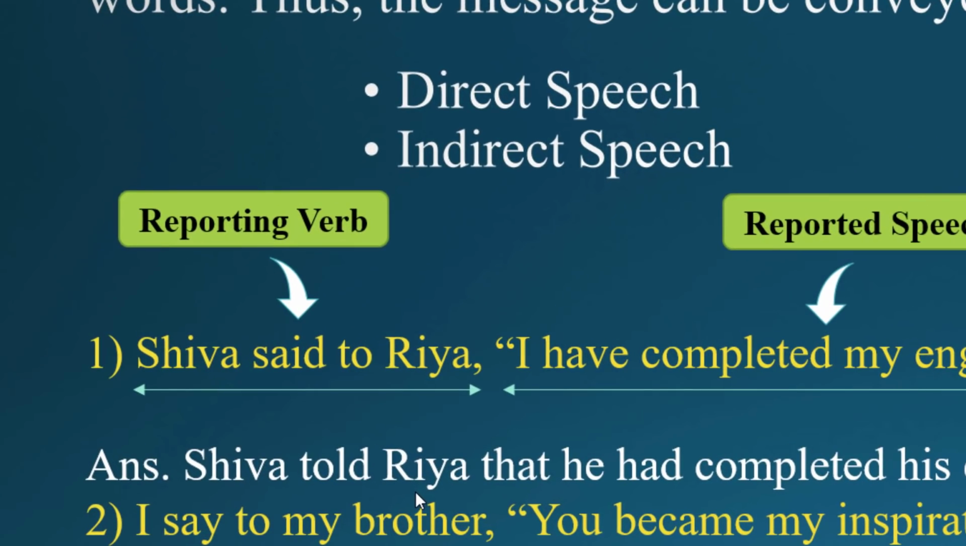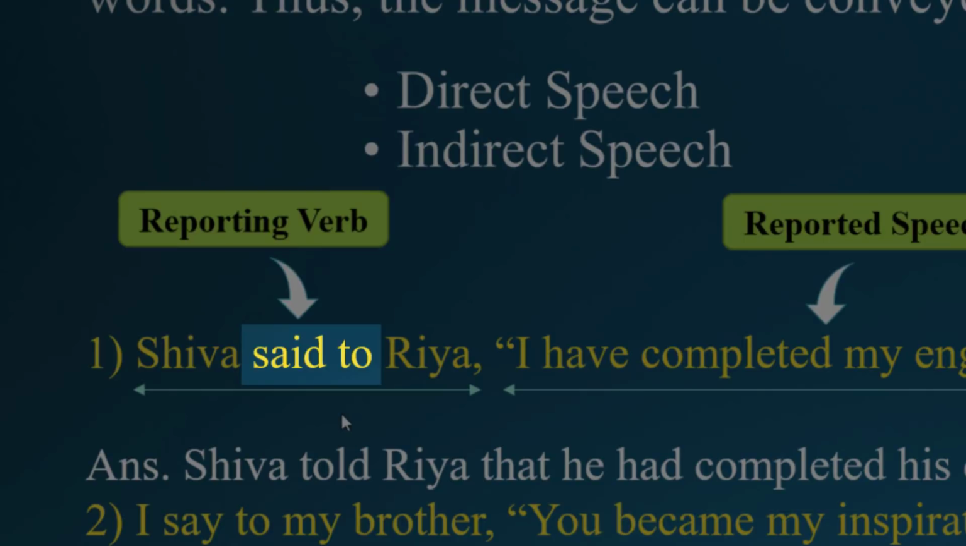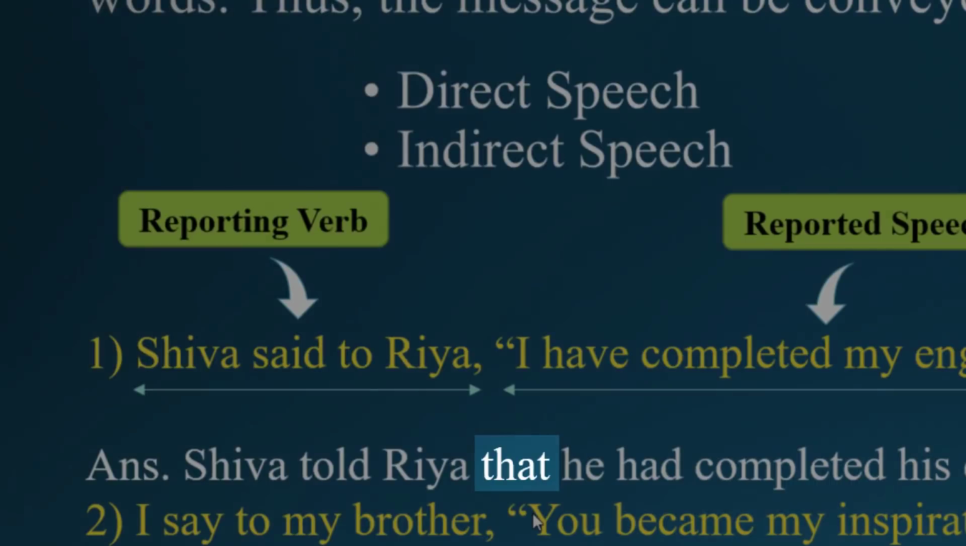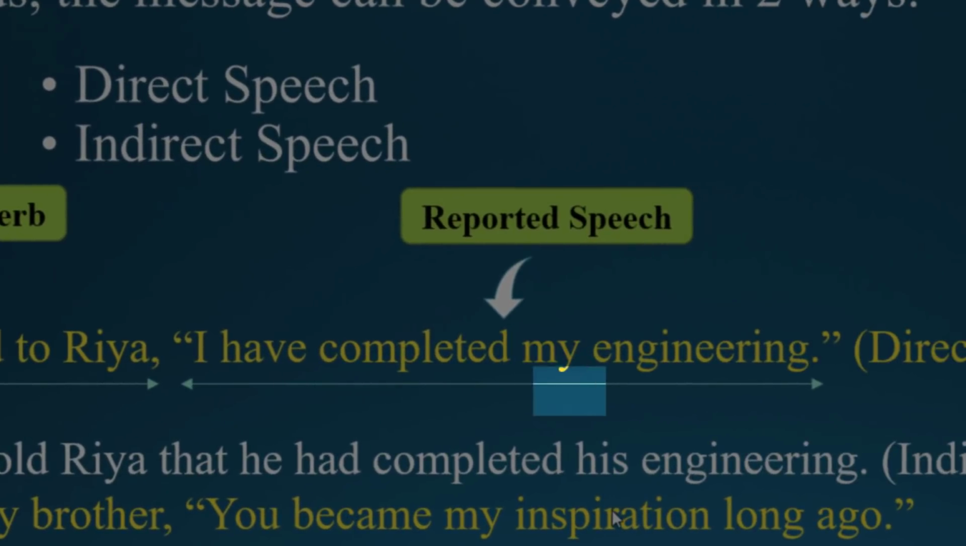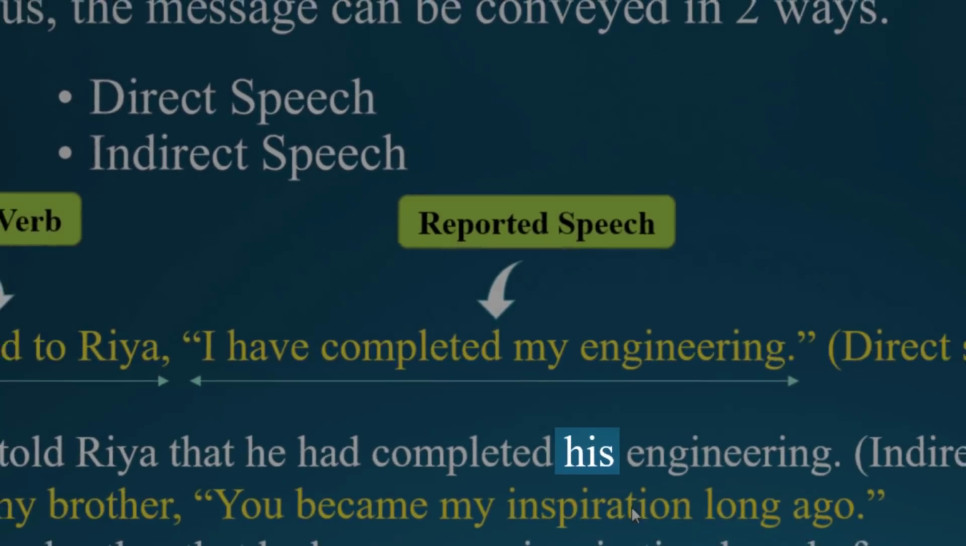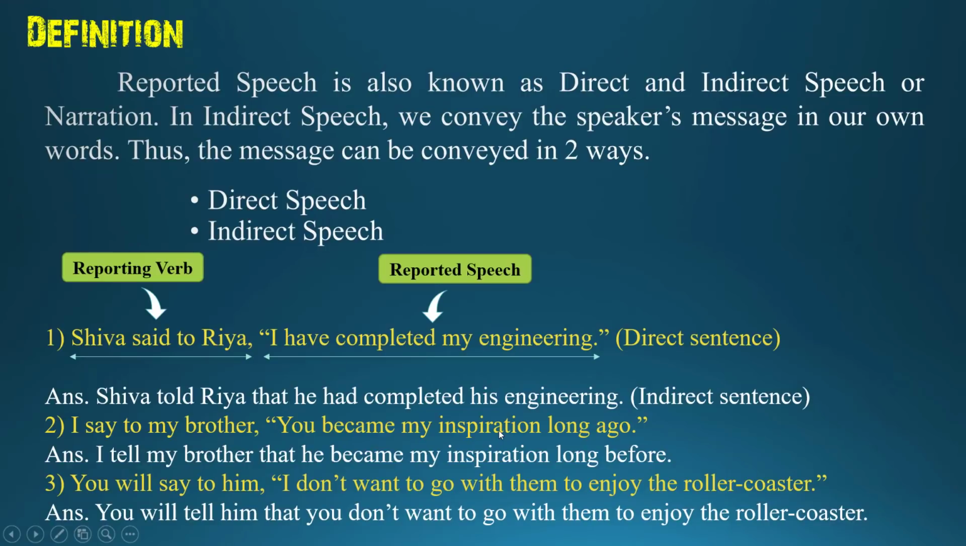Now look at this sentence carefully. Said to changed into told. And we have removed the comma and inverted commas and we have placed that. That here is working as a connective. Then we have changed I into he and have into had, my into his, and the rest of the part is the same. Why did these changes happen? What is the grammar behind these changes? That we have to understand in this topic.